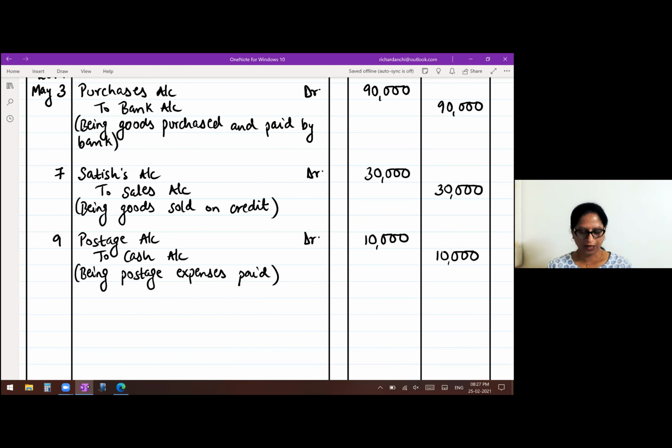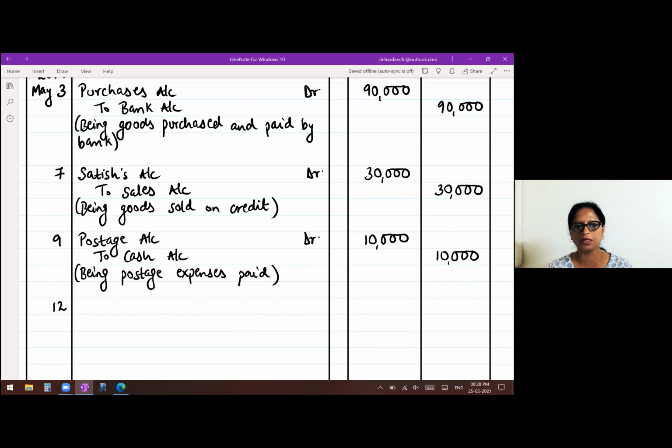Twelfth, paid for wages rupees 15,000. Exactly the same like the 9th, only the expense changes. Instead of postage, it is now wages. You are paying for wages. So wages is a nominal account and you debit expenses and losses. So you will debit wages. It is being paid by cash, credit what goes out.